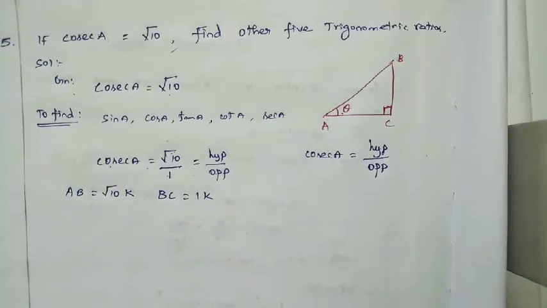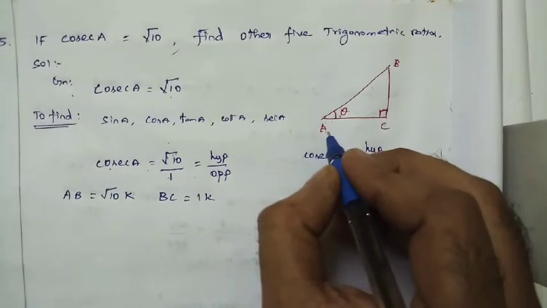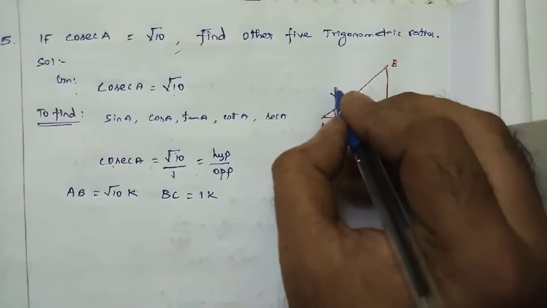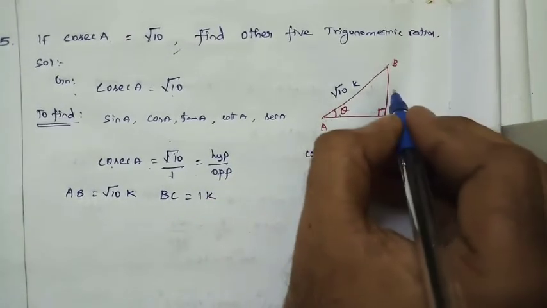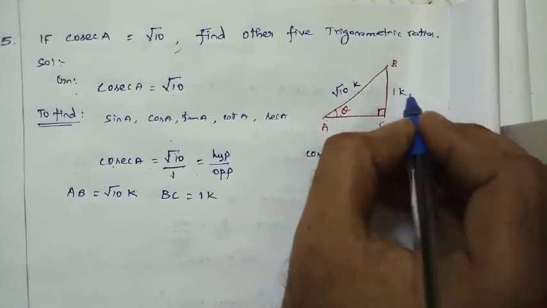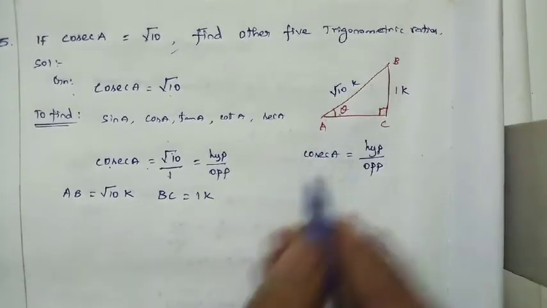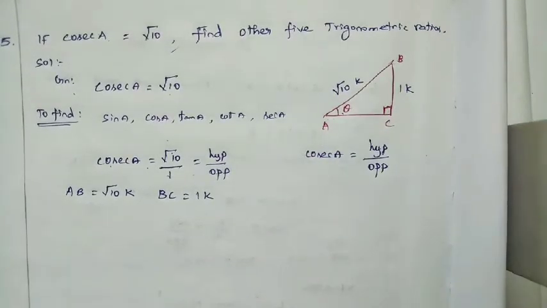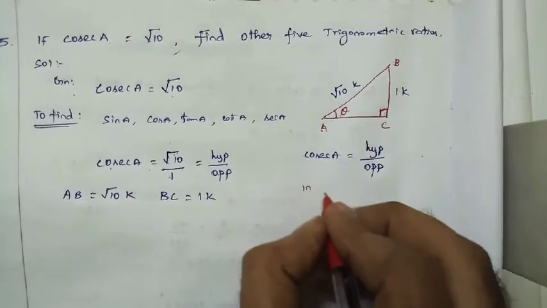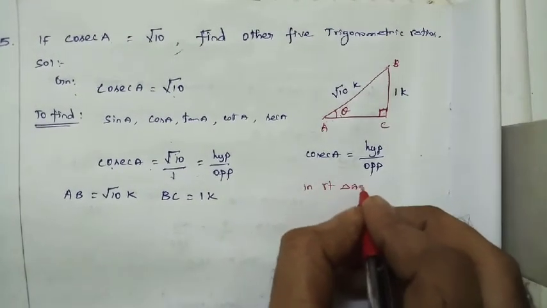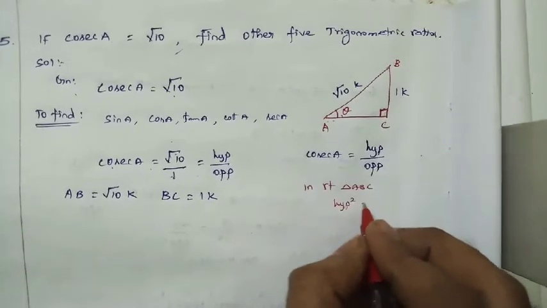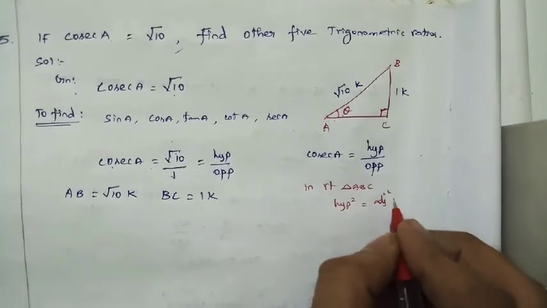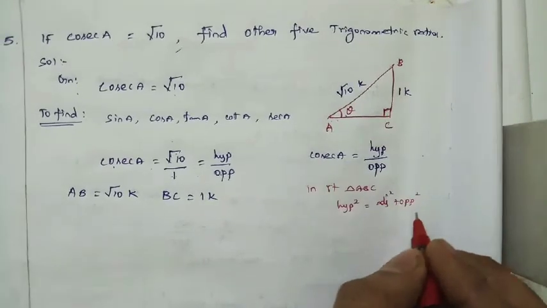But we need the 3 measurements. So AB is equal to root 10K and BC is equal to 1K, and we need the value of AC. How are we going to find it? Same thing, by using the Pythagoras theorem. In right triangle ABC, by Pythagoras theorem, hypotenuse square is equal to adjacent square plus opposite side square.